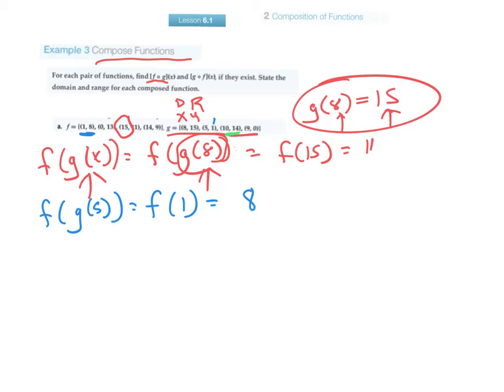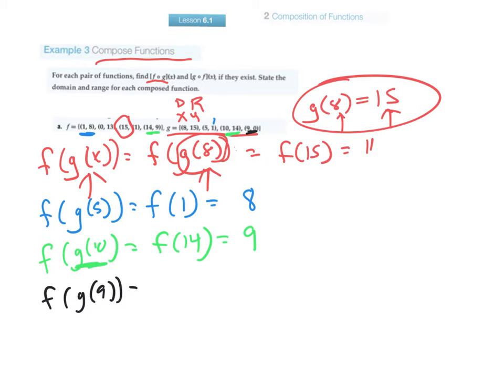Let's do the next one, which is 10 and 14. So it's going to be F of G of 10, because that's the X value. But this part right here really equals 14. So I'm going to substitute the 14. Now the G of 10 is gone and becomes 14. Now I can look at the other function, F, look for 14, and there it is, and that equals 9. And then we have our last one right here, 9 and 0. So I'm going to put F of G of 9. But the G of 9 really is 0, so it's F of 0. Then I go to the 0 up here, and there it is, equals 13.